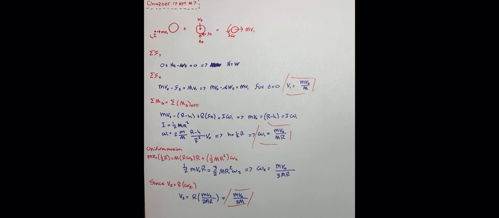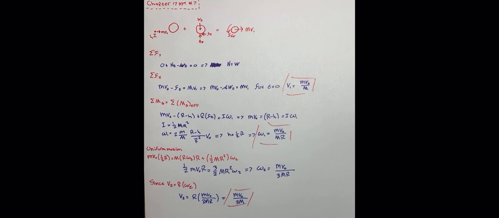And we know that I is 1/2 MR squared. We can plug that in. And we know that h is 1/2 of R. So after we do all that, we can solve for omega, which should be mV0 over large M times R.